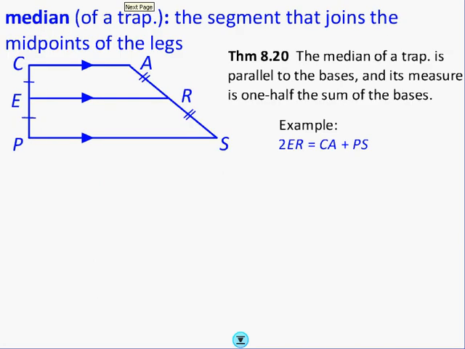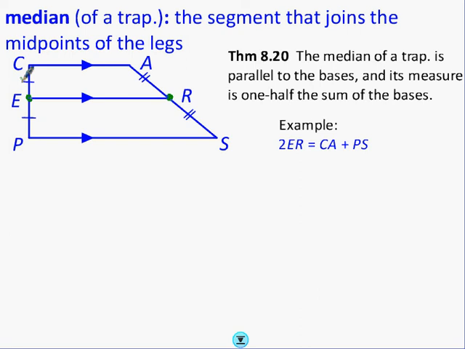Okay, a definition now. The median of a trapezoid. In this situation, the median is segment ER. We take a standard trapezoid, it doesn't have to be isosceles, and we essentially draw a line right down the middle of it. By definition, this segment joins the midpoints. So R is the midpoint because these two parts are congruent. E is the midpoint because these two parts are congruent. That's all we know by the definition.